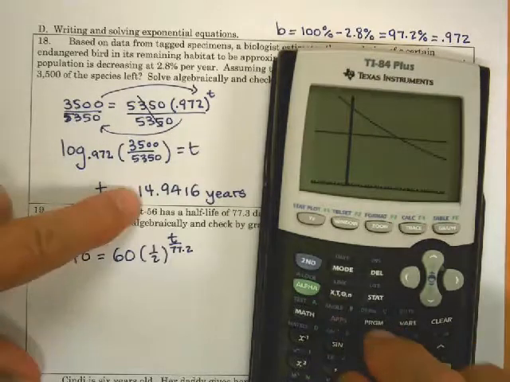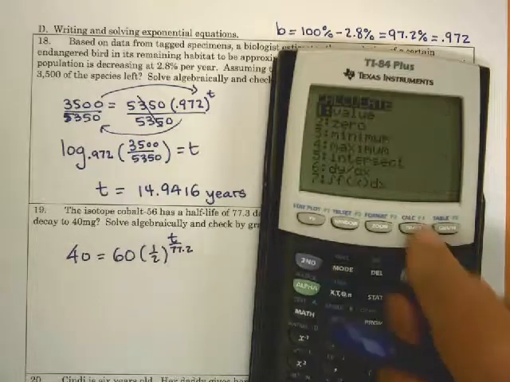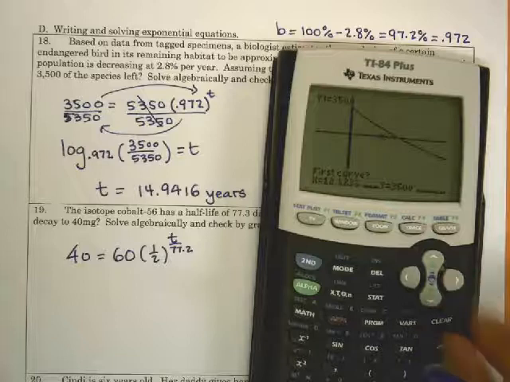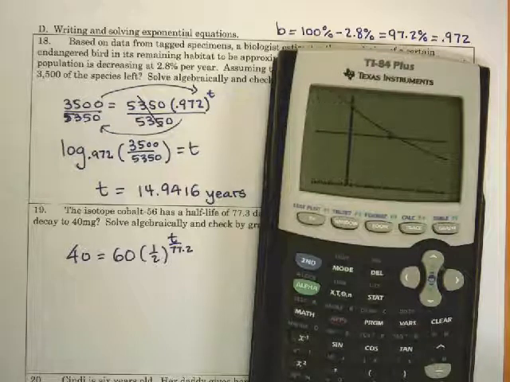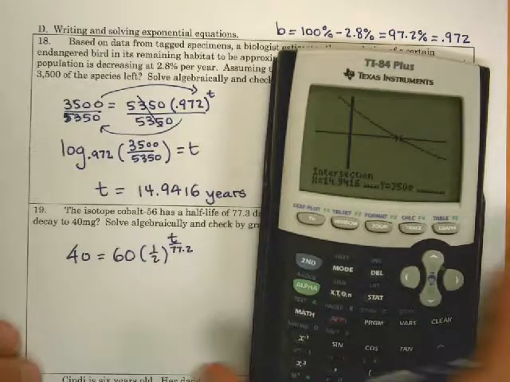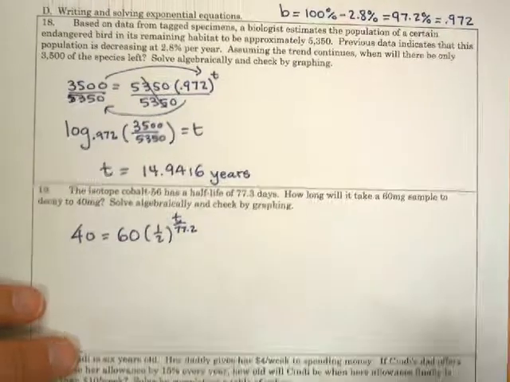We should get this answer. Second calc, choice 5. Move your cursor over near it and hit enter 3 times. And your answer pops up right there. Same answer.